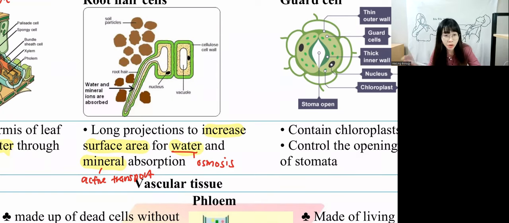Sometimes it's a bit tricky for you to know. For you to know, over here is longer, right? And this is what we call a long projection. You actually learned this in Form 5, Chapter 3 also. If you remember, we have a long projection of a root hair cell. Everything that looks like that, confirm this is a root hair cell.